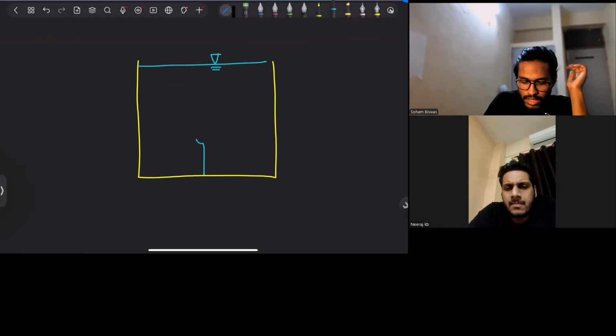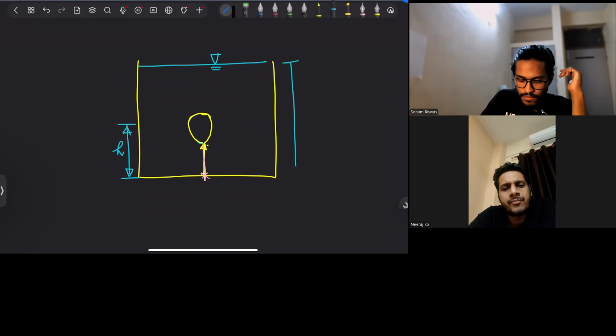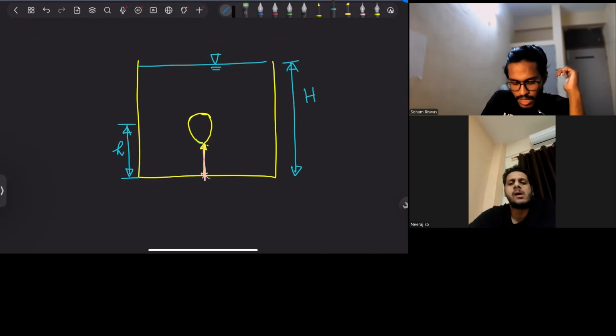We have a balloon. This balloon is tied with a string here, right? And initially, this balloon is at a height of maybe small h. So first of all, you tell me that if this height is capital H, then what will be the pressure inside the balloon?